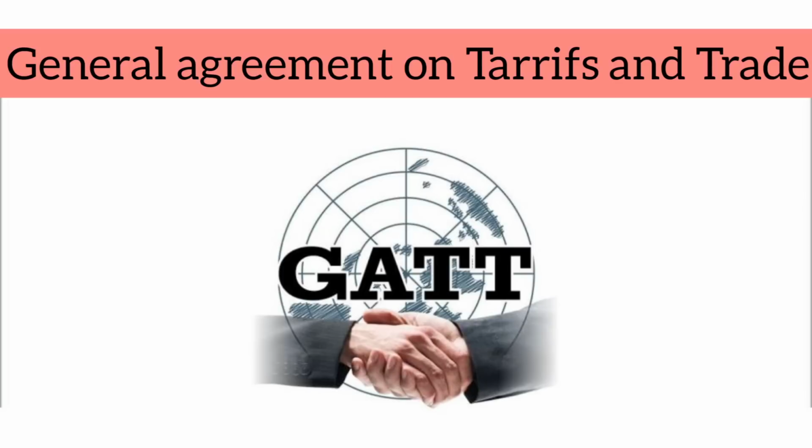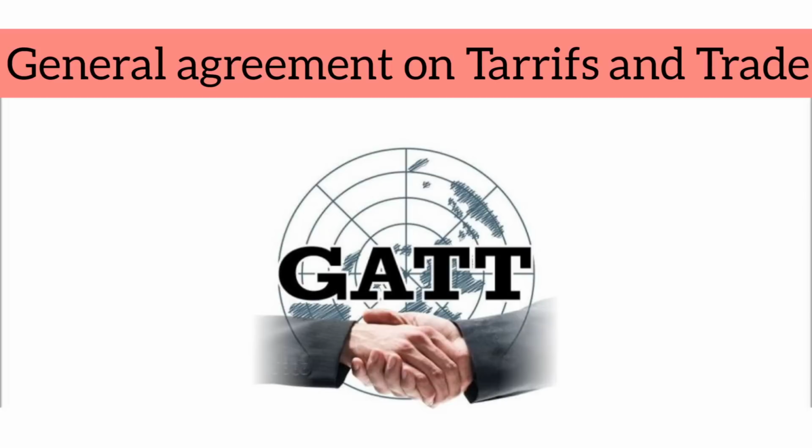First I'll tell you how this GATT used to work. When GATT used to resolve the problems of its member countries, they used to have something known as rounds. In each round they used to solve a lot of issues of their member countries. They totally had 8 rounds, and each round usually used to happen in a gap of 1 or 2 years. This is how GATT usually worked.